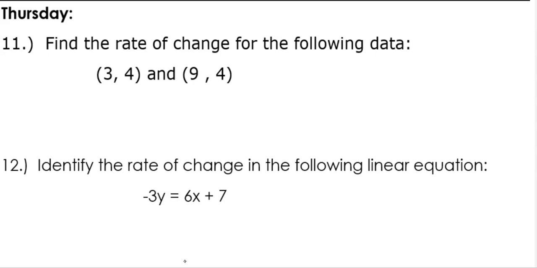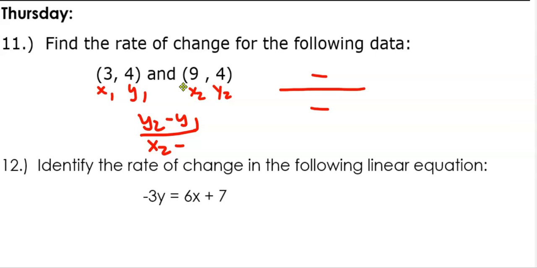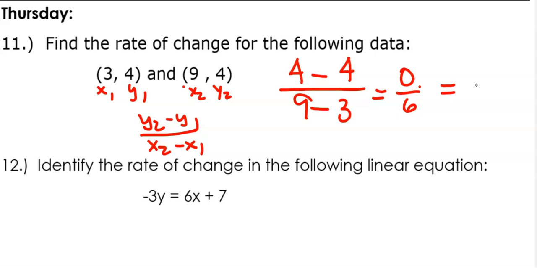Question 11. Find the rate of change for the following data. Set up your subtraction fraction. Label your points if necessary, and put them into the y2 minus y1 divided by x2 minus x1 formula. 4 minus 4 over 9 minus 3 gives us 0 over 6. A 0 in the numerator means you have a slope of 0.